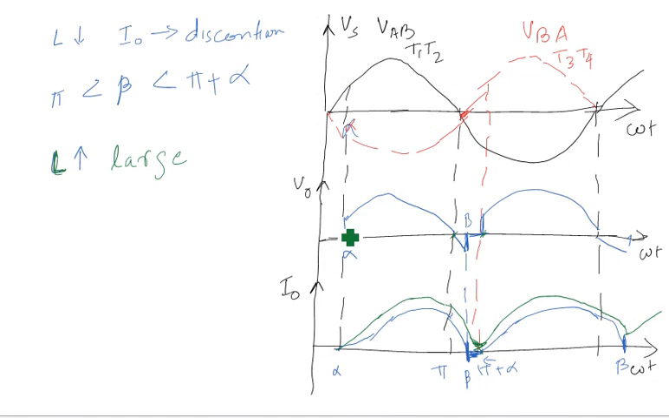So when your inductor is large, you will get a waveform extending beyond beta also. So the difference is your conduction.